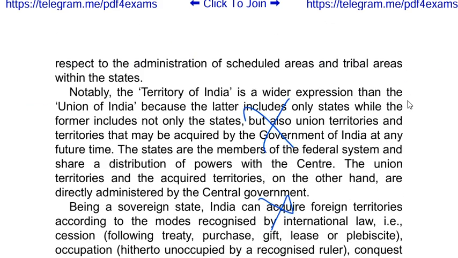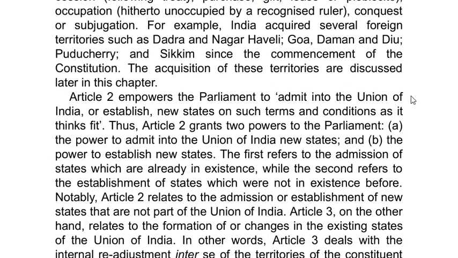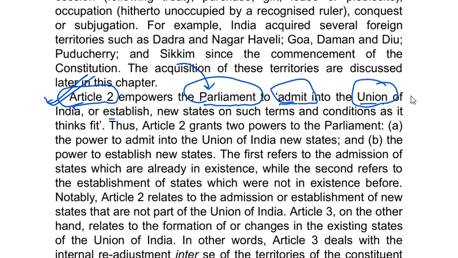Now, not needed, we can skip the things and we can directly move into the next article, that is Article 2. Now, Article 2 is regarding the empowerment of the Parliament to do certain things. First of all, Article 2 empowers the Parliament regarding the admission of certain states into the Union of India. Like, Article 2 grants two powers. First of all, the power of the Parliament related to the admission of new states into the Union of India.